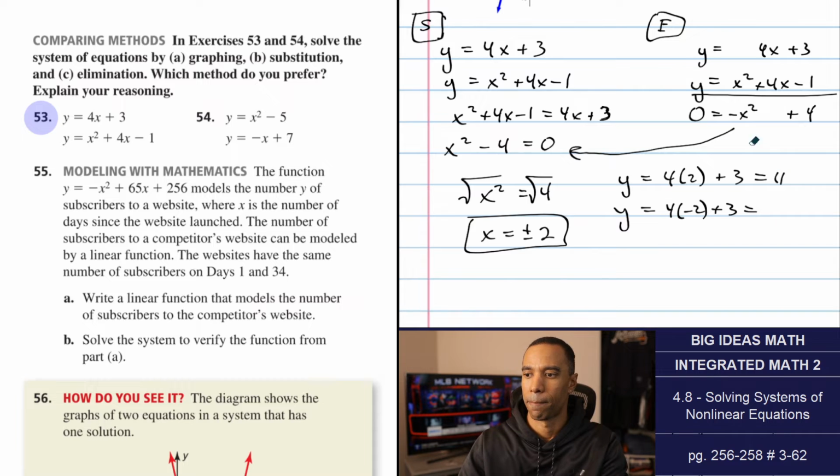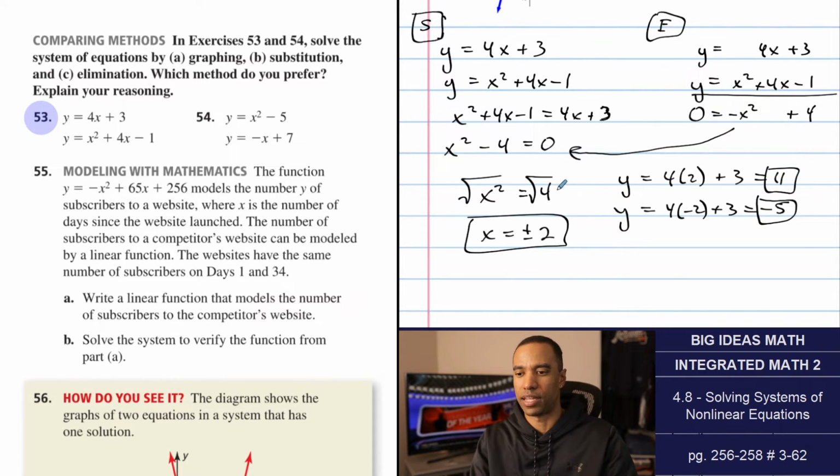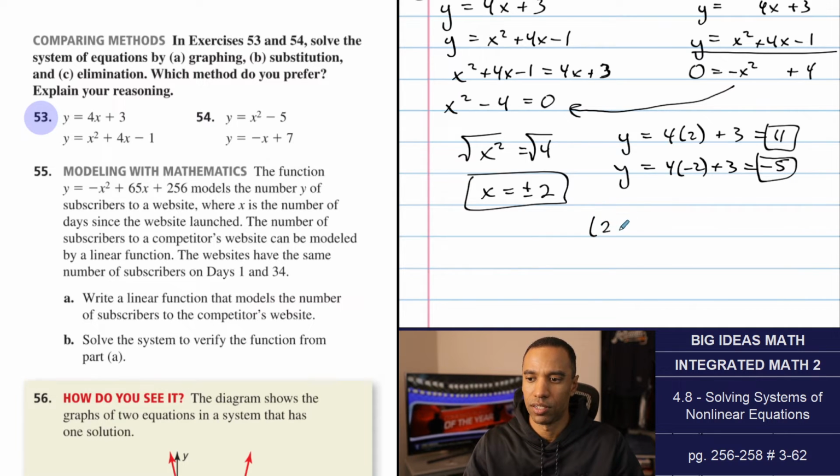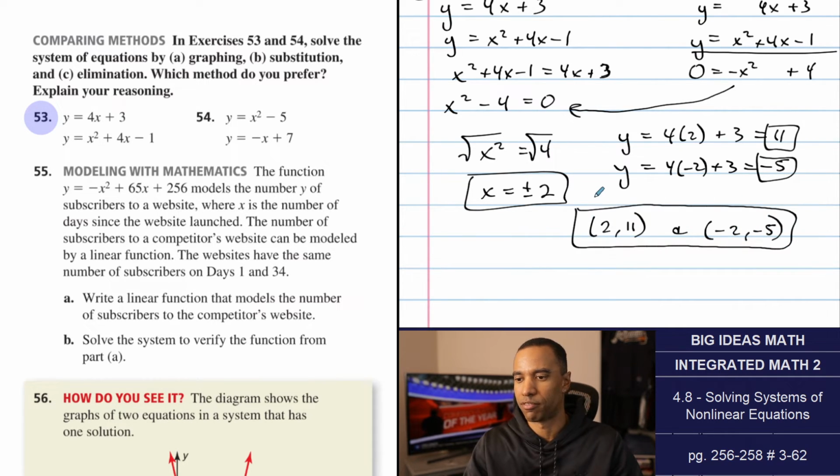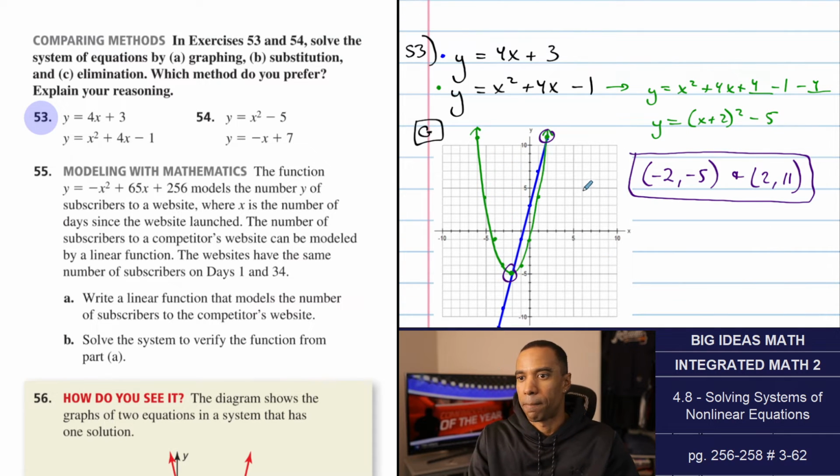Negative 5. So your two answers, whether you use substitution or elimination, we get to that same stage. We got 2 comma 11 and negative 2 comma negative 5. Okay. And I think those were the same answers as above. Okay, which one do I prefer?